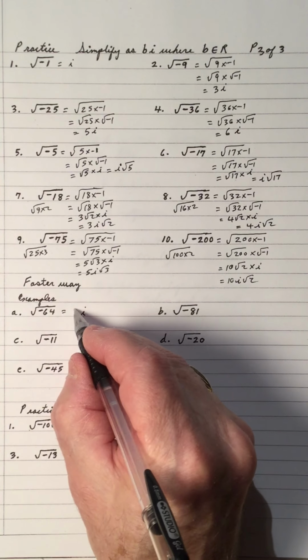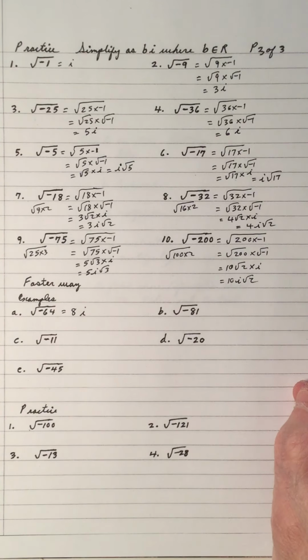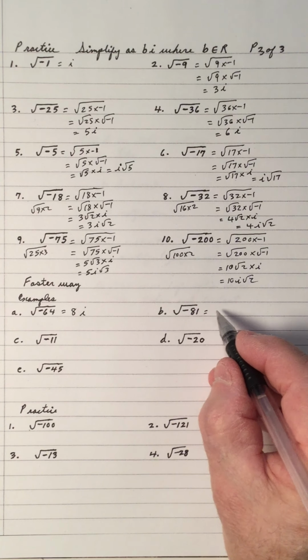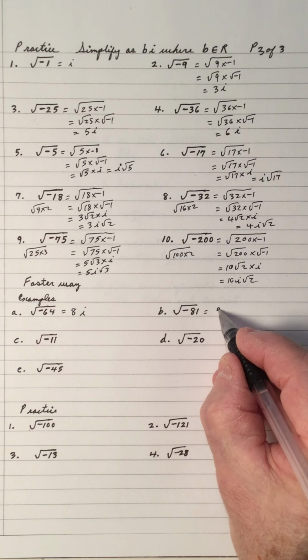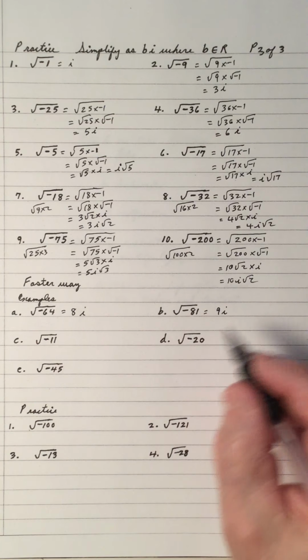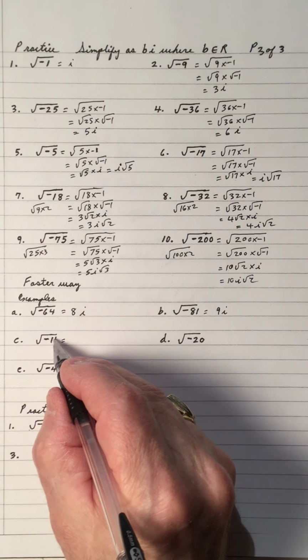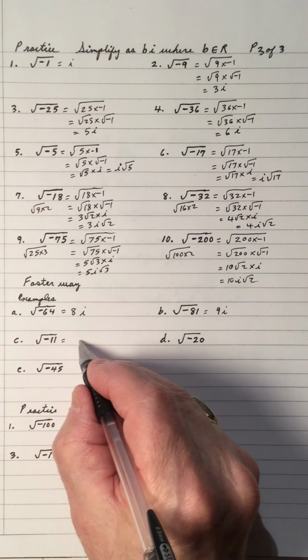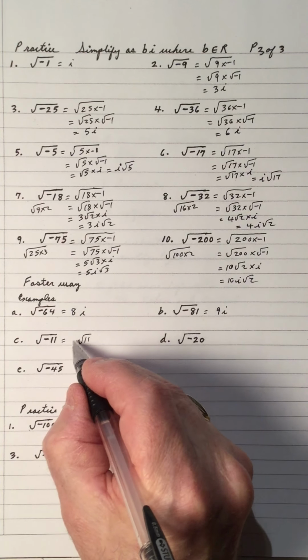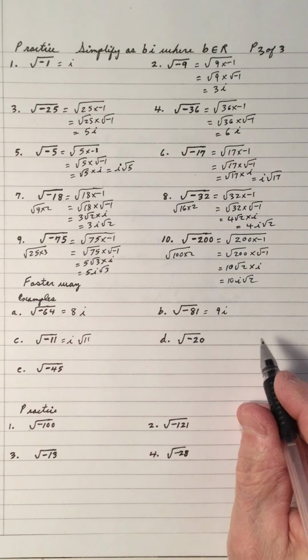So what's the square root of 64? 8. What's the square root of negative 81? The square root of 81 is 9, and it's got to be an i because it's negative. Square root of negative 11: you can't do the square root of 11, so it's the root of 11, and it has to have an i, but the i goes in front of the root.